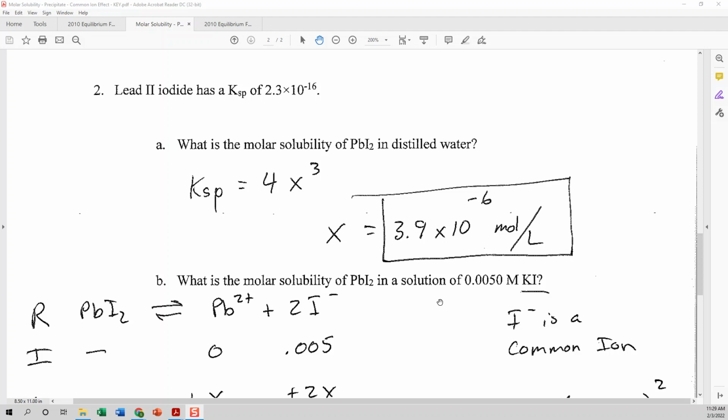The deal is we have to recognize that we're dissolving this ionic compound in the presence of a common ion. The solution contains potassium ions and iodide ions, and the common ion in question here is I minus. We already have I minus in solution. Up in part A, we didn't have any I minus, so we were just dissolving in pure water. Remember how we get our shortcuts: we make a RICE chart, get our equilibrium concentrations in terms of x, plug them into the expression, and solve for x. Whenever you have a 1-to-2 ratio, this is what you get if you set up your RICE chart and it's dissolving in pure water.